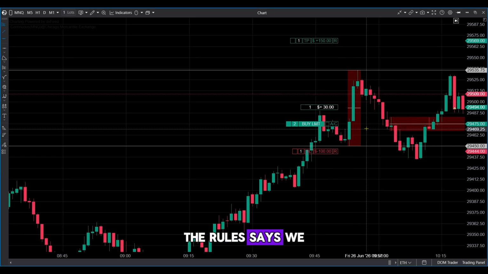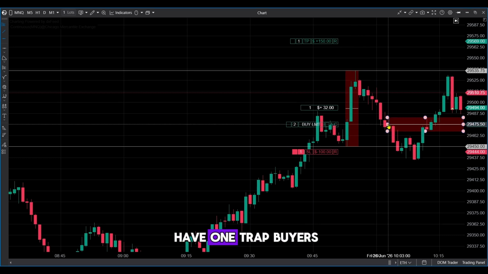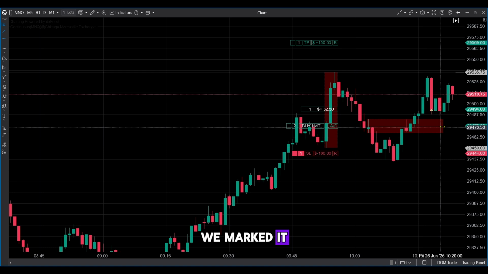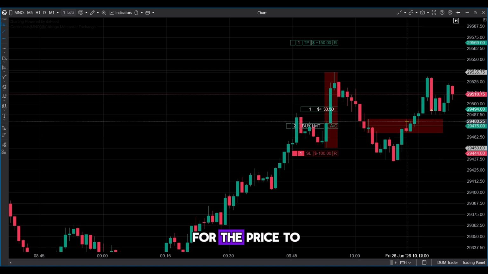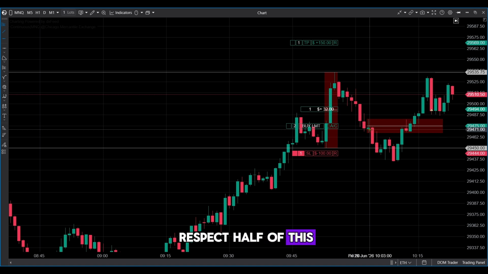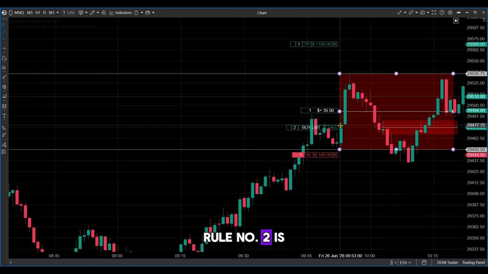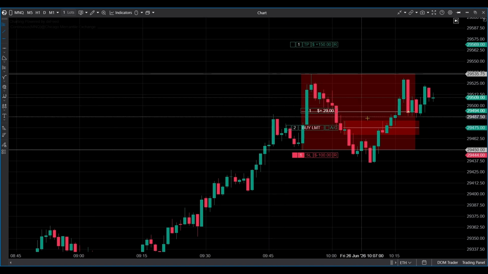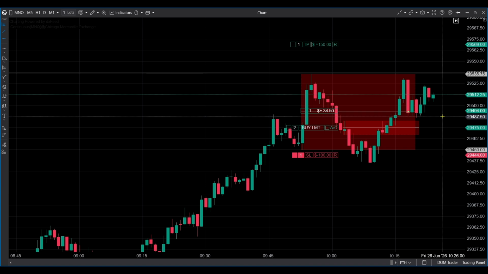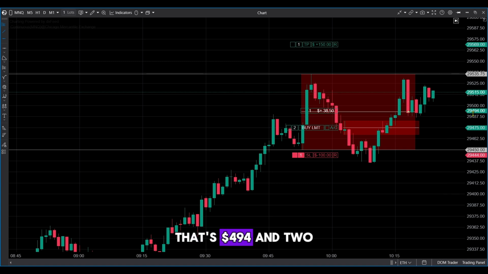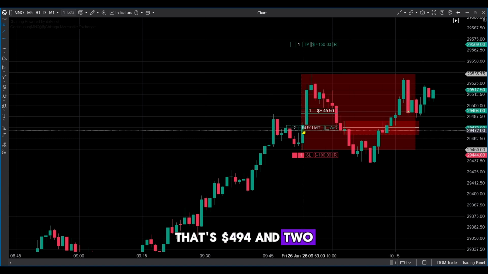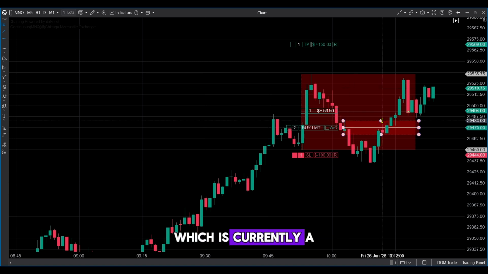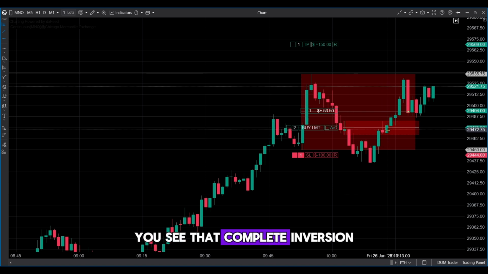The rules say we have one trap buyers in this green candle. We marked it. Footprint number one is for the price to respect half of this bull trap. It did not. Rule number two is for the price to respect half of these bullish candles. It did not. I left one pending order at the mean threshold. That's $494 and two micro contracts at the mean threshold of the previous bull trap, which is currently a bear trap. You see that complete inversion.